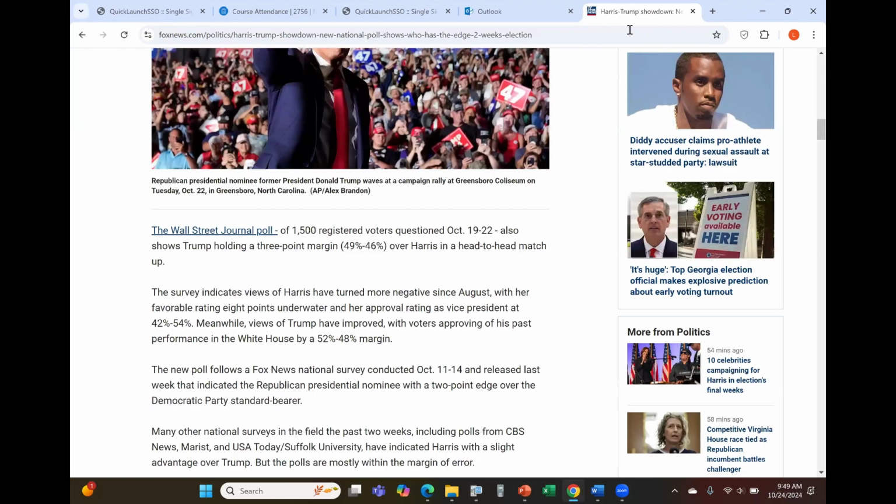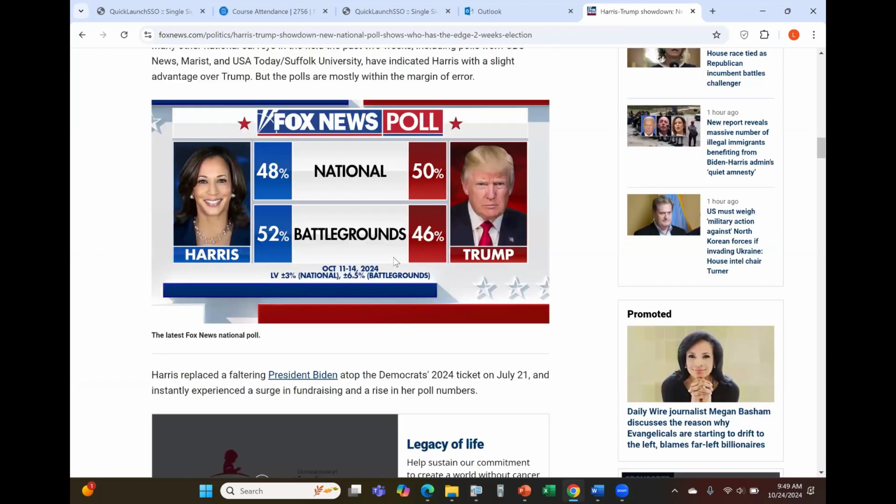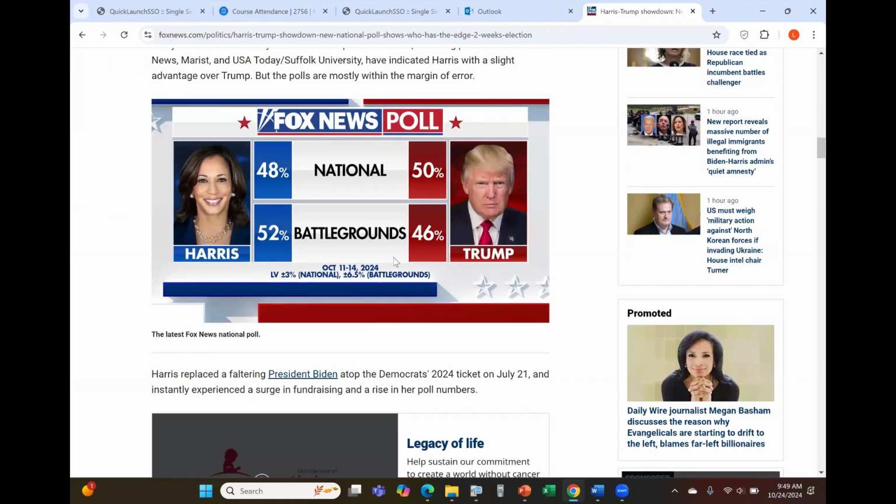So that leads me to this. I've spent a little time Googling this morning, and I found a couple of polls, but I like this one the best, and it has nothing to do with it. It's on Fox News. The reason I like this poll the best is because they give me the plus or minus.